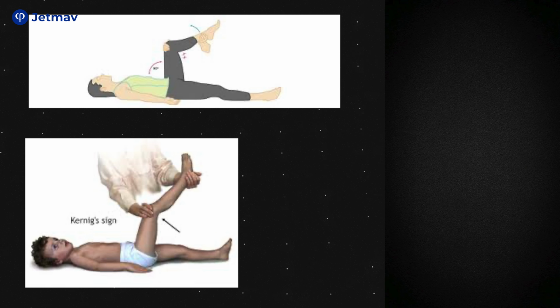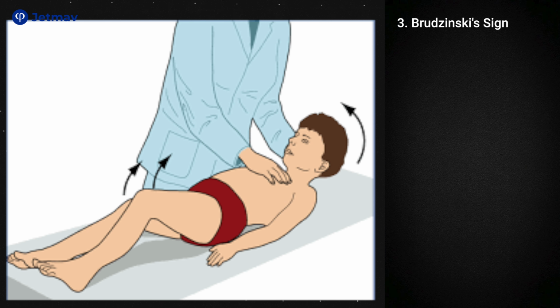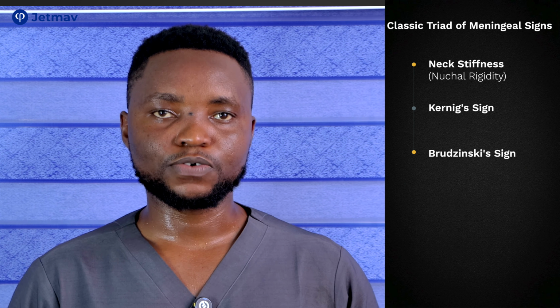The second sign is the Kernig Sign. In Kernig Sign, we will start by flexing both the hip and the knee to 90 degrees. Then we'll start extending the knee, which will also cause stretching of the inflamed meninges, and there might be pain and resistance. So that is simply what Kernig Sign is all about. Then after Kernig Sign, we'll also demonstrate what we call the Brudzinski Sign, where we'll try to flex the neck. Now during the flexion of the neck, there will be involuntary flexion of the hip and the knee if the meninges are actually inflamed. So these are the three basic signs or the three classic triads which we use.